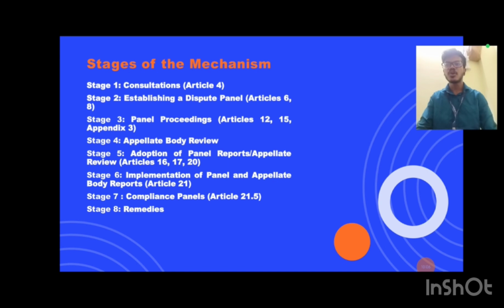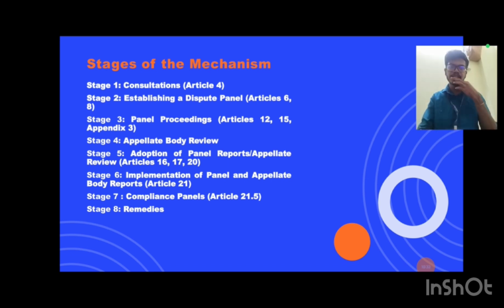The panel is ordinarily composed of 3 persons. The WTO Secretariat proposes the names of panelists to the disputing parties, which may not oppose them except for compelling reasons. If there is no agreement on panelists within 20 days from the date such a panel is established, either disputing party may request the WTO Director General to appoint the panel members.